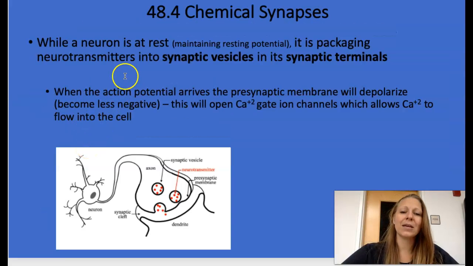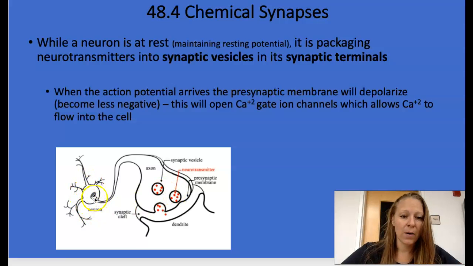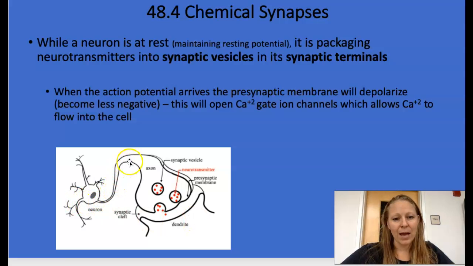While a neuron is at rest, it's trying to sort of regain itself. It's trying to pack these synaptic vesicles with neurotransmitter. And these synaptic vesicles are going to hang out in the synaptic terminal. So here is our cell body, and here's the axon, and here is the synaptic terminal. And here's the membrane right here. And so we can see that this is the postsynaptic neuron here.